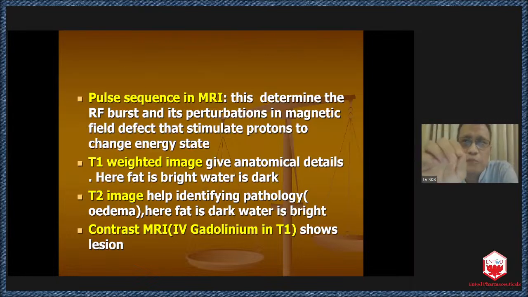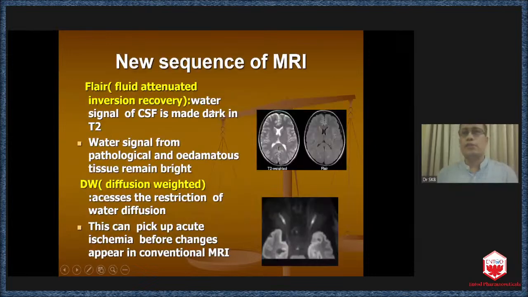So different radiofrequency pulses can be used to get different types of pictures for different structures. T1 weighted image, T2 weighted image, contrast sensitivity. Mainly IV gadolinium is used. These are some sequences used in optic nerve lesions.